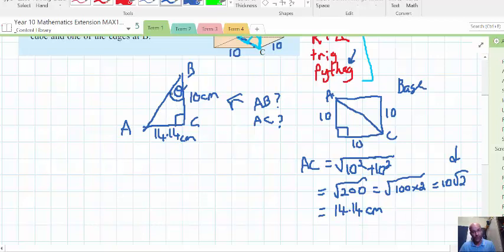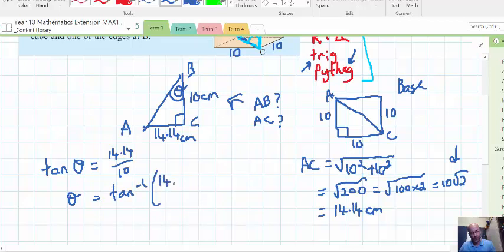Now we can find theta because we have two sides and an angle, and we can use trig. So what have we got? Opposite and an adjacent, so we go tan theta is 14.14 over 10. So to get the angle, we go inverse tan of 14.14 over 10, and we calculate that. We get 54.73 degrees.